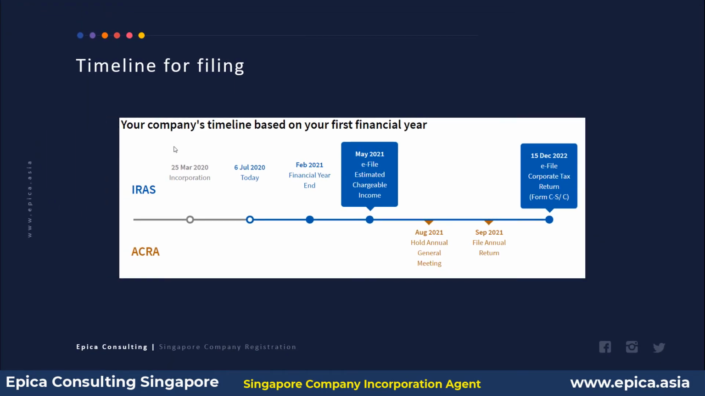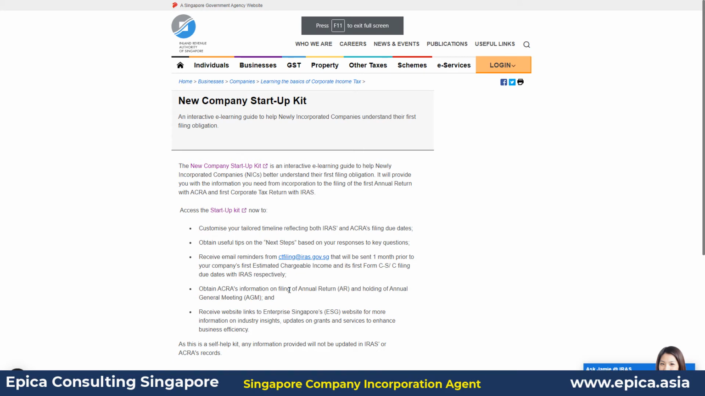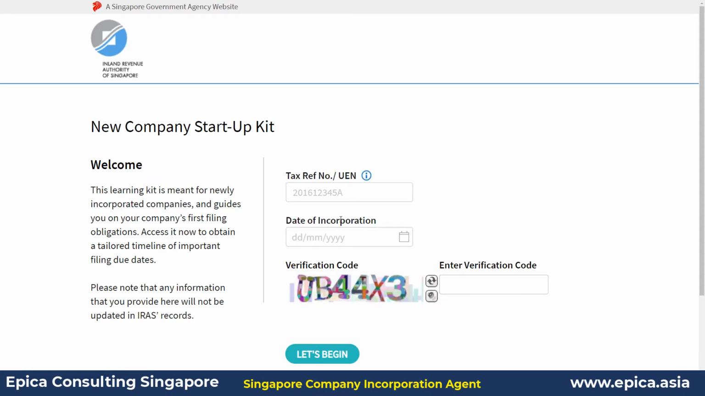Now I will show you where you can generate this timeline for your company on the internet. So what you need to do, you need to go to IRS website and you have to click on new company startup kit and open it. Now here you put the tax reference number, your date of incorporation, and this validation code. So let me put this.